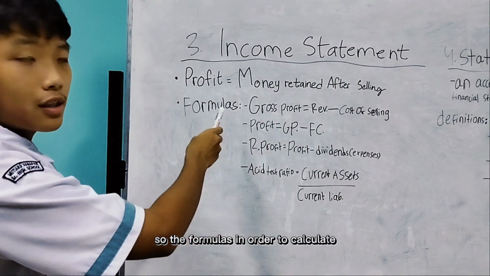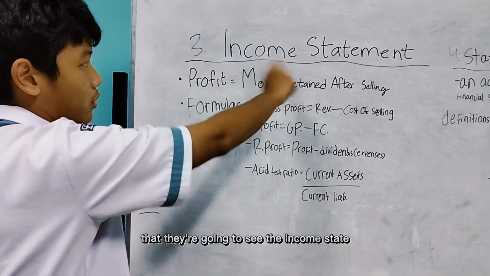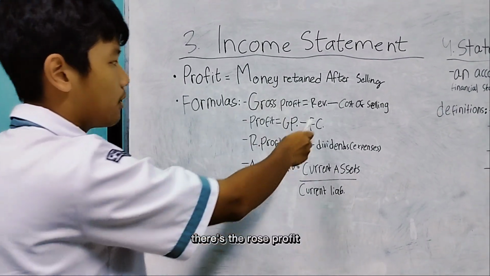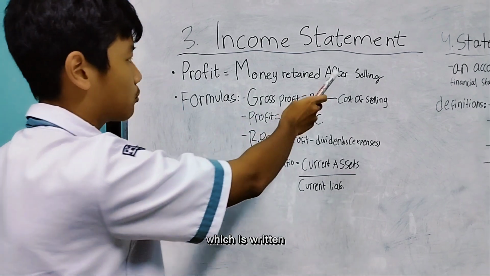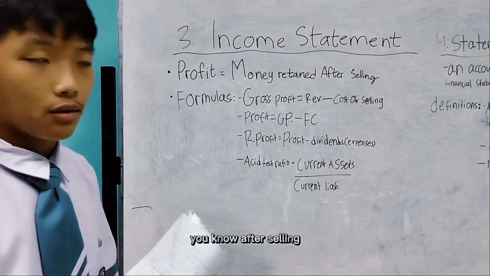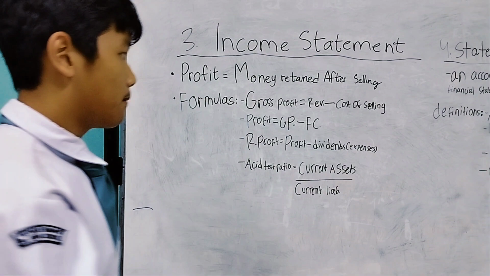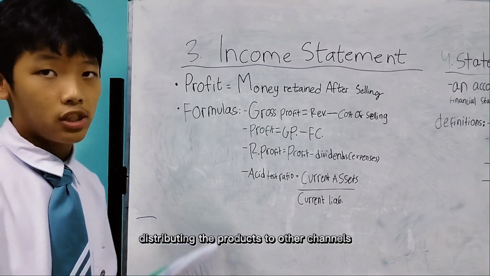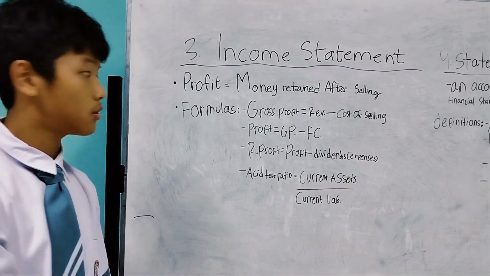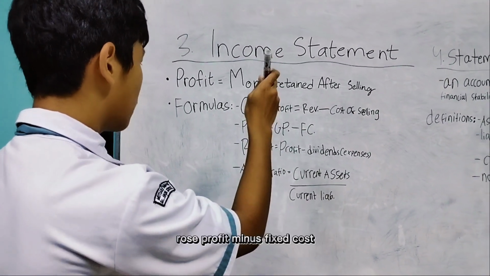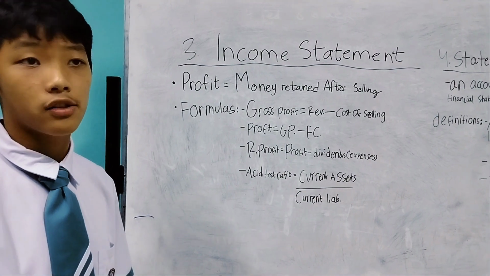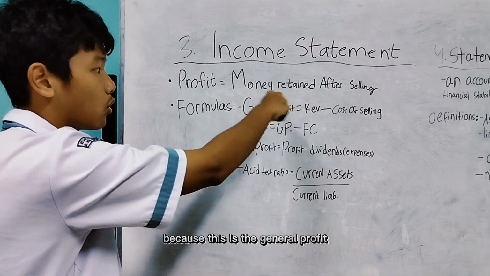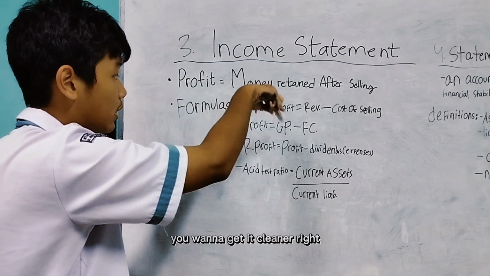So the formulas in order to calculate that, you're going to see in the income statement, there are three things. There's the gross profit, which is revenue, the money gained after selling, minus the cost of selling, like the cost of actually distributing the products to other channels. And then profit is gross profit minus fixed costs. This minus this. We want to get it cleaner because this is the general profit. This is general. We want to get it cleaner.